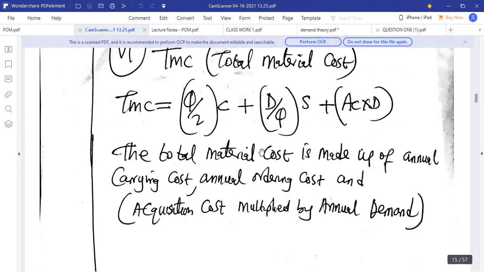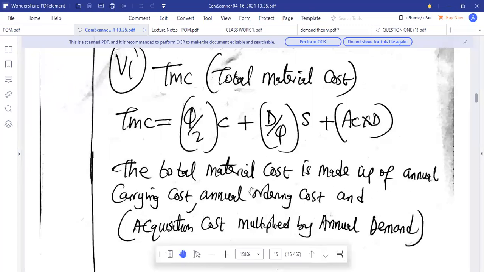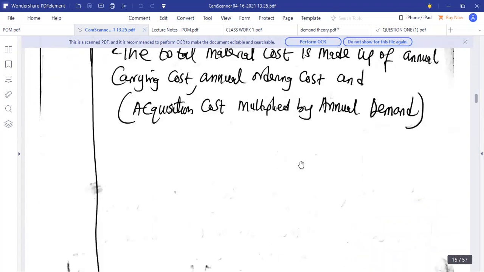Then the last formula is total material cost. For this last formula, we look at the purchasing model, model 1, the inventory purchasing model. Total material cost is equal to annual carrying cost plus annual ordering cost, plus acquisition cost per unit multiplied by annual demand. So the total material cost is made up of annual carrying cost, annual ordering cost, and the acquisition cost multiplied by annual demand. So this marks the end of the total material cost.